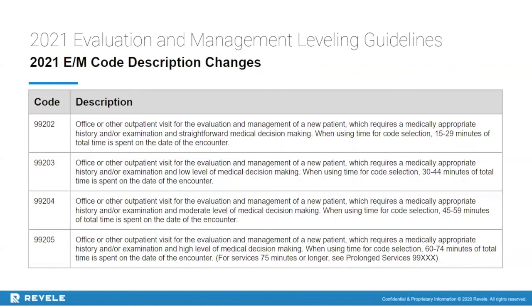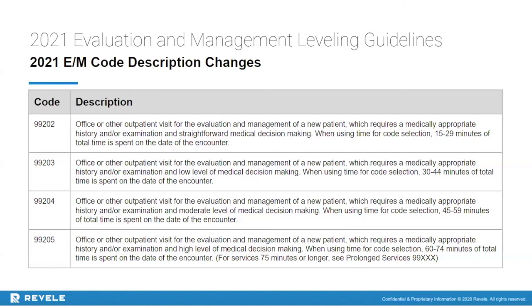99203 is also an office or other outpatient visit for evaluation and management of a new patient, which requires a medically appropriate history and/or examination and a low level of medical decision making. When using time for code selection, 30 to 44 minutes of total time is spent on the date of the encounter.